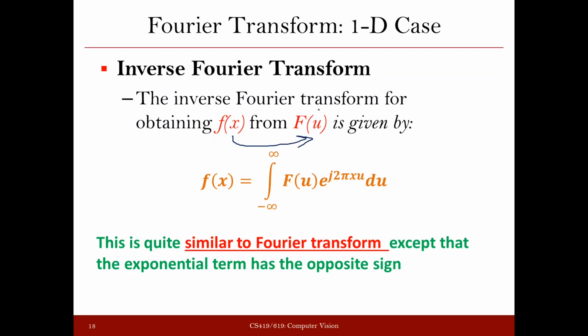So now you want to take F(u) back to your original domain. You can use this formula. You can indicate this from minus infinity to infinity. You can consider F(u) multiplied by e to the power j 2 pi x u du. If you just integrate it from minus infinity to infinity, you will get the representation in the spatial domain.